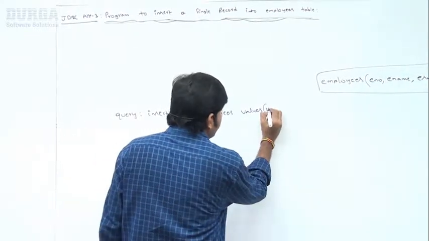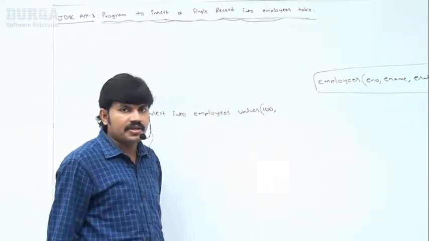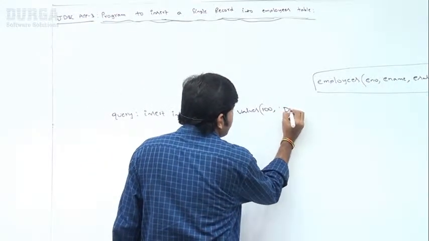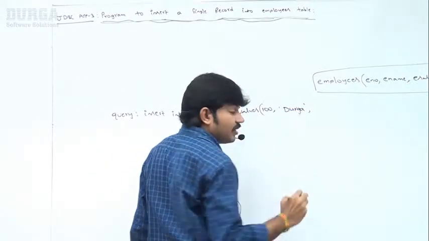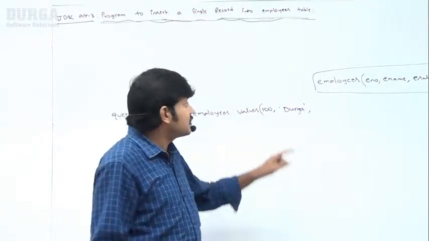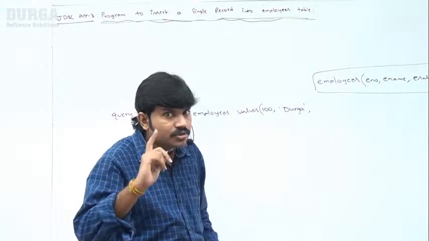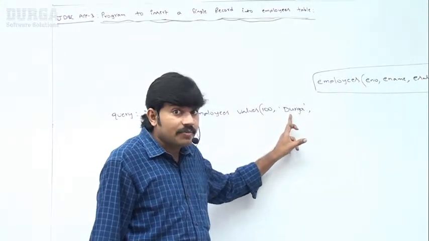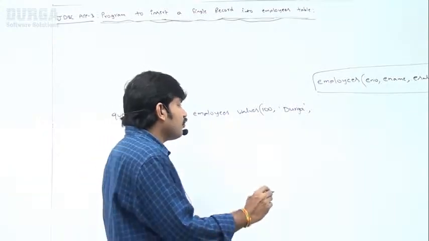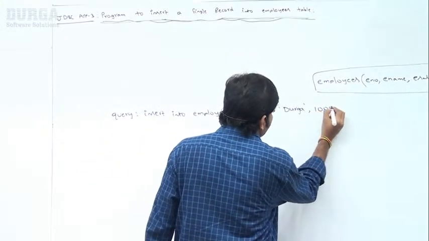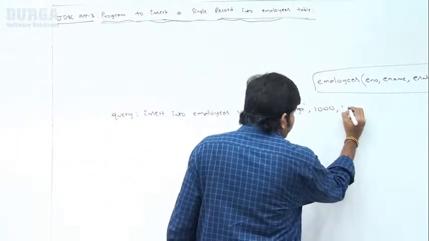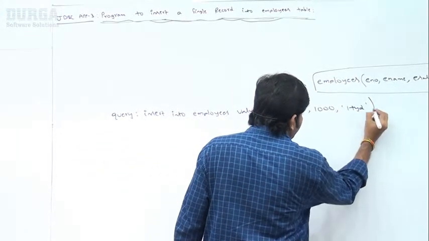Employee number 100. Are you getting? Employee name Durga. In the Oracle database, if you want to provide a varchar type, we compulsorily should enclose it within single quotes. Remember this, it is the Oracle database I'm talking about. Next, employee salary. Assume that 1,000 rupees is the employee salary. Employee address, HYD, Hyderabad.